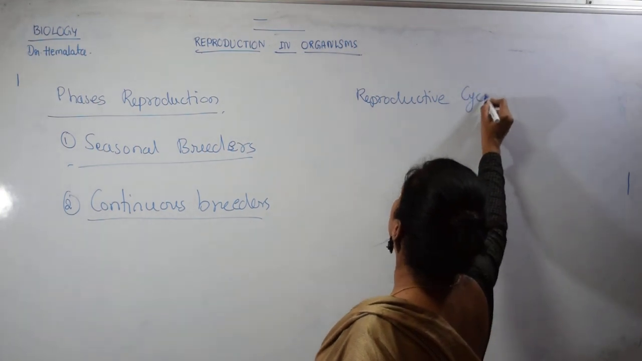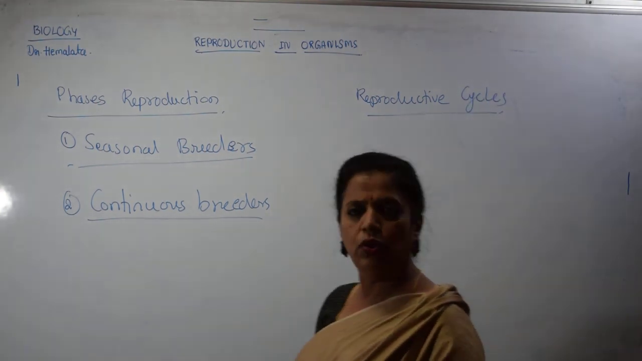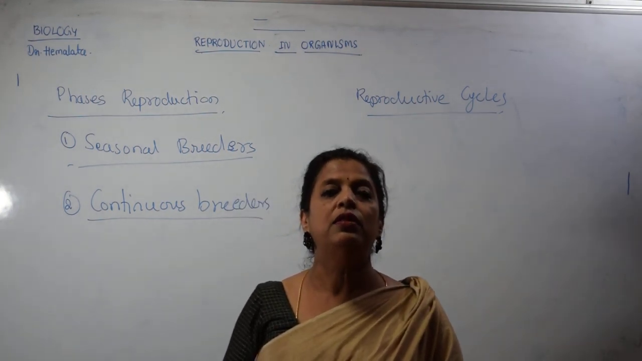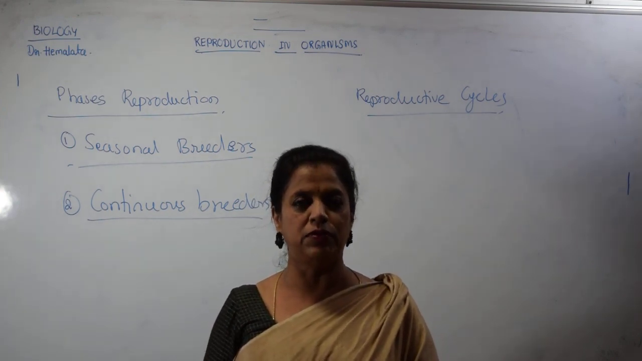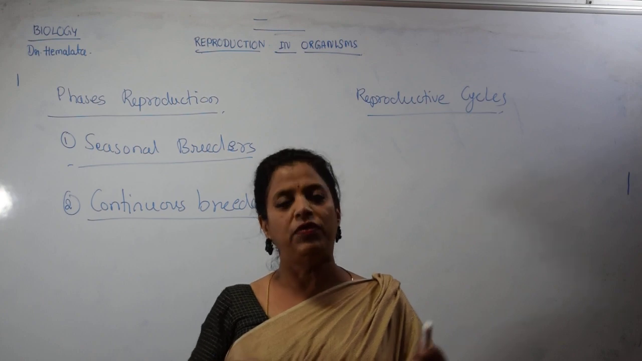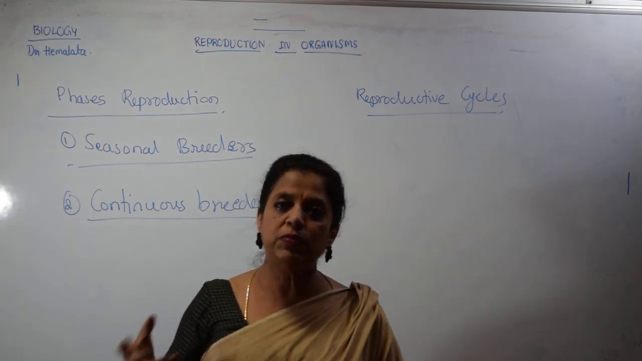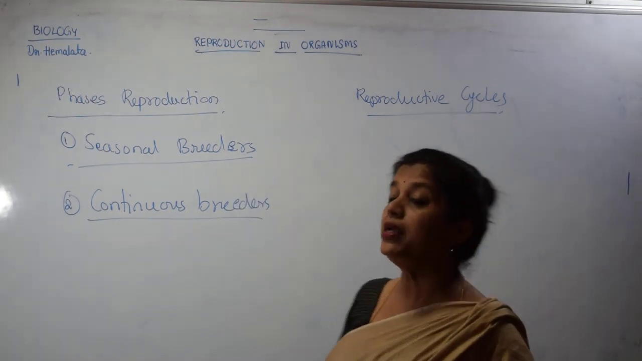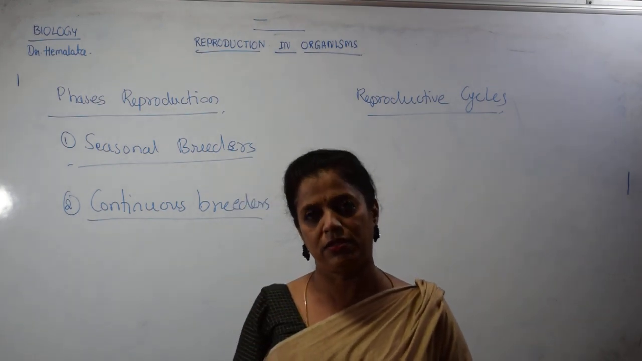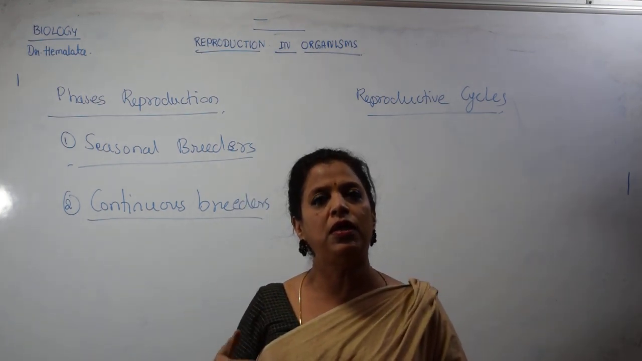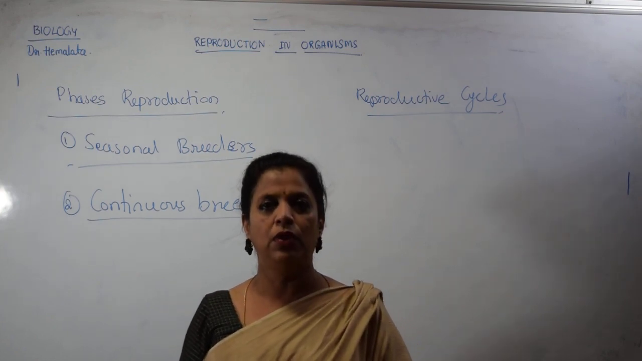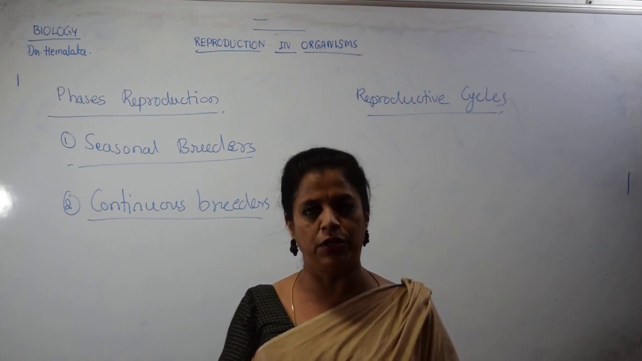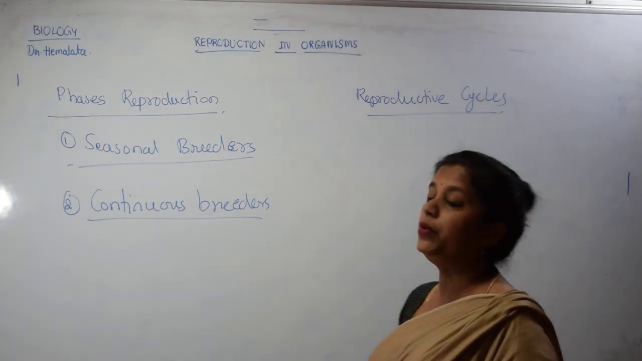Reproductive cycles are used, not phases, reproductive cycles. So you all know that in humans there is a reproductive cycle, we call it the menstrual cycle. So what is the reproductive cycle? There are a lot of changes brought in the female reproductive system during the time of the maturity of the egg. The change may be physical, physiological and chemical also. Those are the reproductive cycles. So it concerns the females, right? The various cyclic changes happening in the female reproductive system during ovulation or egg formation, we call the reproductive cycles.